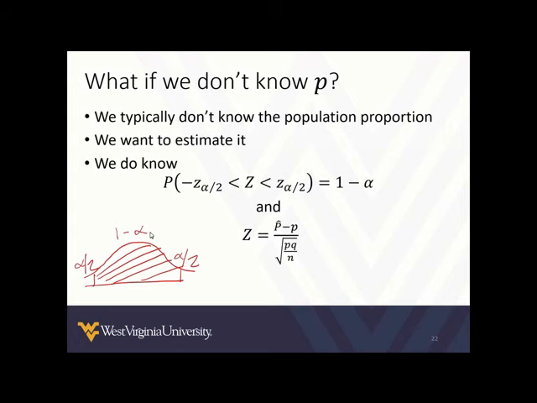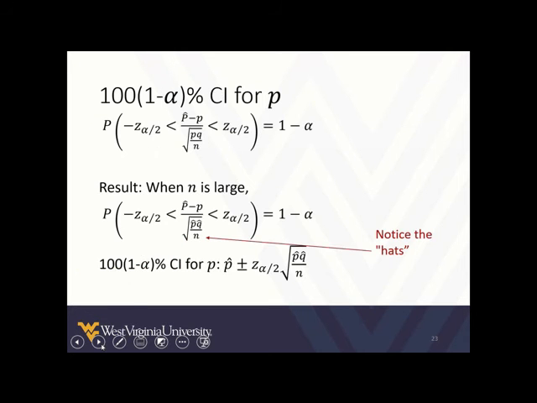And so we also know that our z-test statistic is p hat minus p all over the square root of pq over n. So using that information, we can construct a confidence level for p. And so by plugging in, we have that the probability of negative z alpha over 2 is less than p hat minus p all over the square root of pq over n, which is less than z alpha over 2, which is all equivalent to 1 minus alpha.